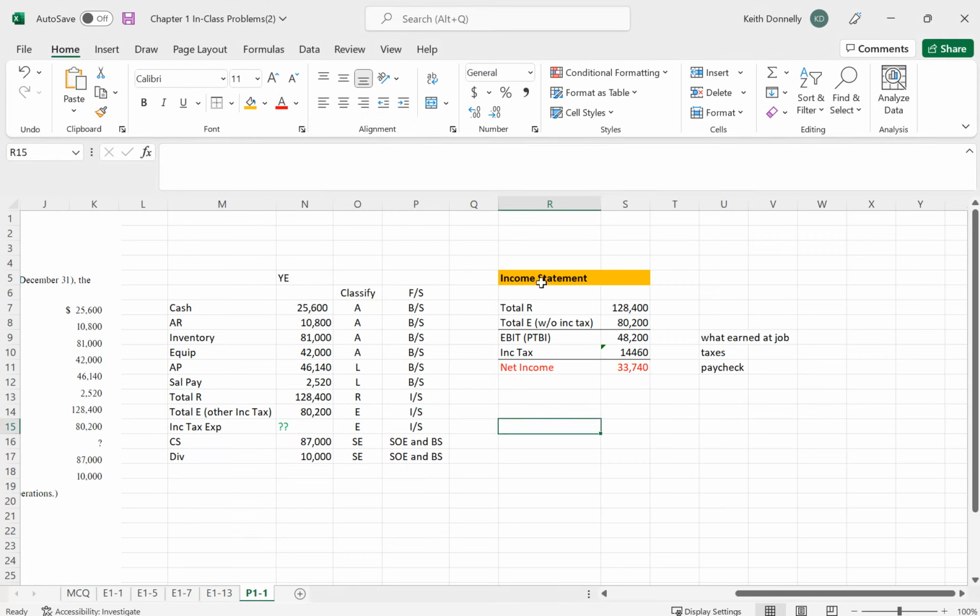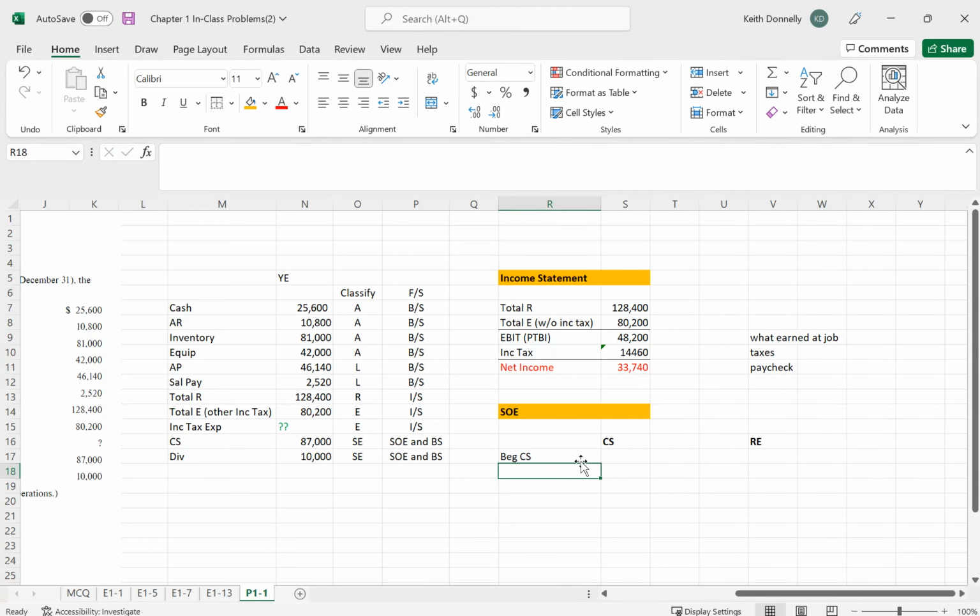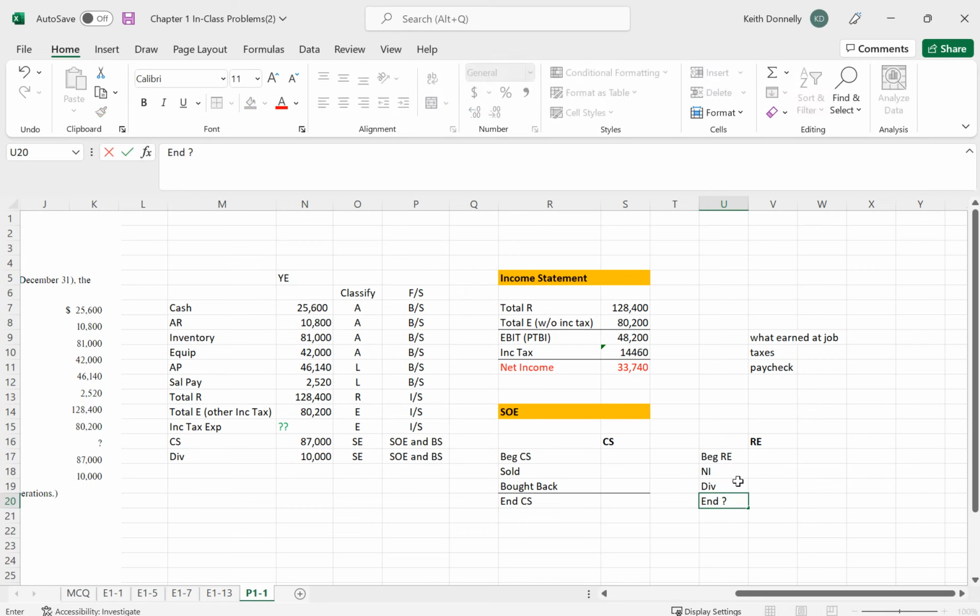The next thing here, we're going to do a statement of owner's equity. Remember we said there's a common stock portion of it and a retained earnings portion of it. So in this case, the common stock is going to be your beginning common stock plus what you sold minus what you bought back gives you your ending common stock. Likewise with retained earnings, it's your beginning retained earnings plus your net income minus your dividend gives you your ending retained earnings.